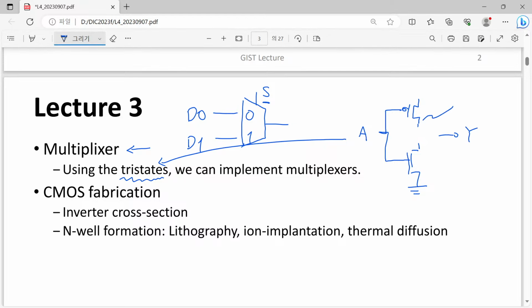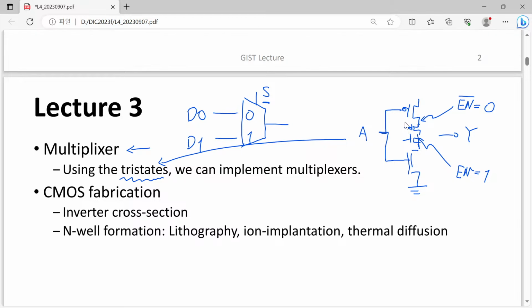However, here we introduce the select signal or enable signal. Only when the enable signal equals 1 and enable bar equals 0 is this inverter turned on. This can be simply done by introducing serially connected NMOS and PMOS driven by the enable signal and enable bar signal respectively. So that was the first one. After that, the second half of our lecture was devoted to CMOS fabrication.